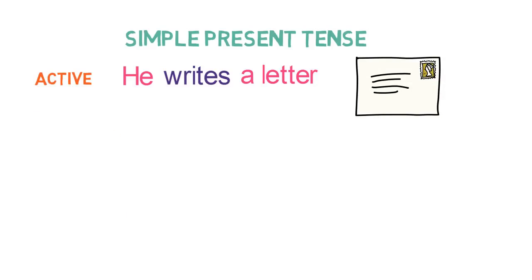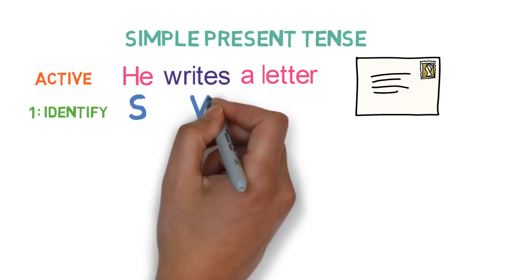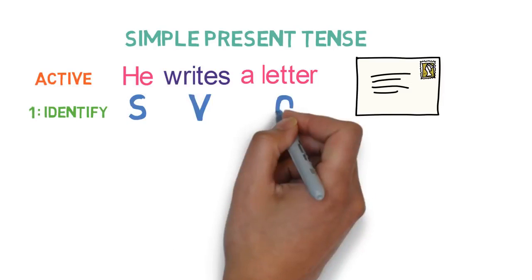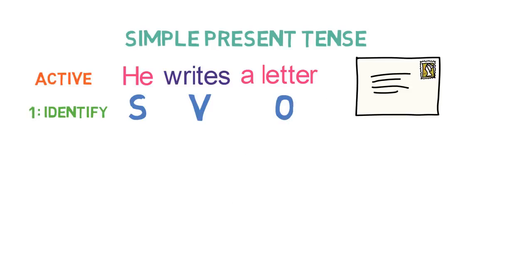Step 1 is to identify subject, object and main verb in the sentence. Here, who is doing the action? It's he. So it's a subject. What is the action performed? It's write. So it's a verb. And on what the action is performed? It's the letter. So it's an object. Now that we have identified the subject, object and verb, let's move to the next step.